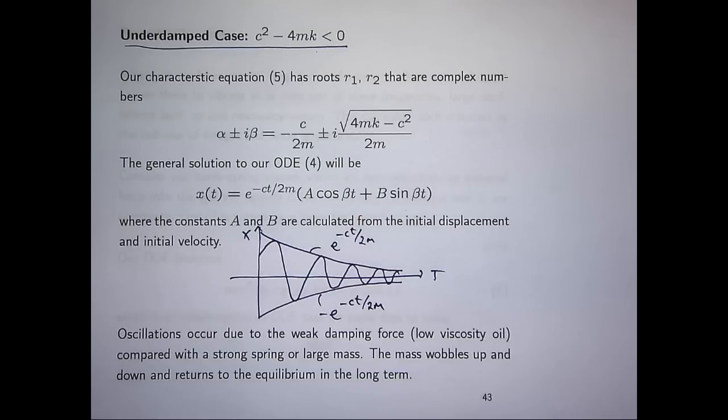in the long run. Okay, so relating this back to the model, the oscillations will occur due to the weak damping force, for example, low viscosity oil, compared with a strong spring or a large mass. Okay, so dynamically speaking, the mass is just going to wobble up and down and return to the equilibrium position in the long run.